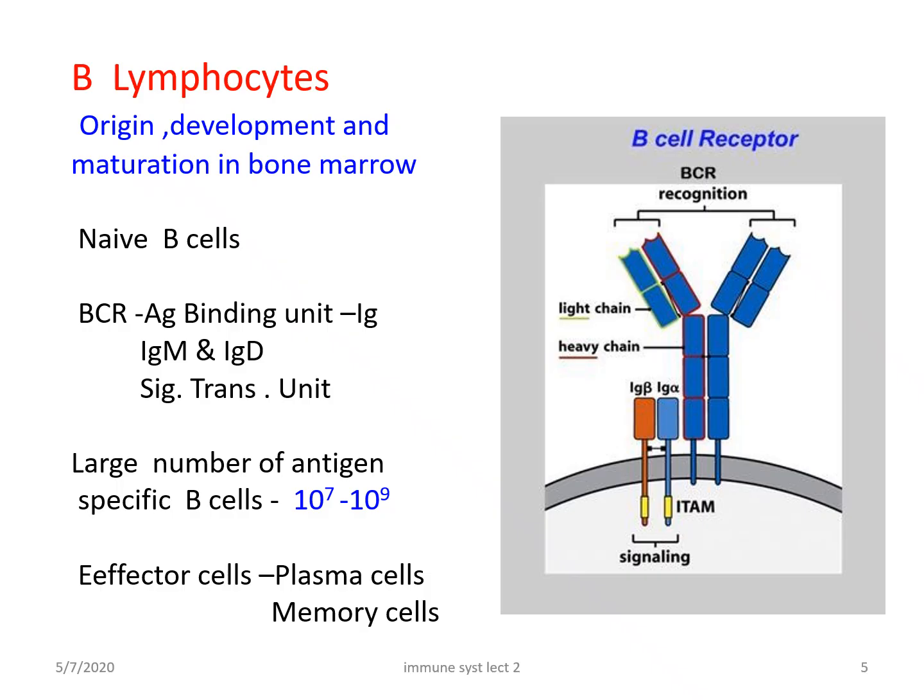Now this antigen binding unit or the antibody is highly specific and is able to bind one specific unique antigen. So we can say that each B cell is specific for one particular antigen. And in our body it is estimated that there is a large number of antigen specific B cells, roughly about 10 to the power 7 to 10 to the power 9 types of B cells. And each of these cells is capable of binding to one specific antigen.